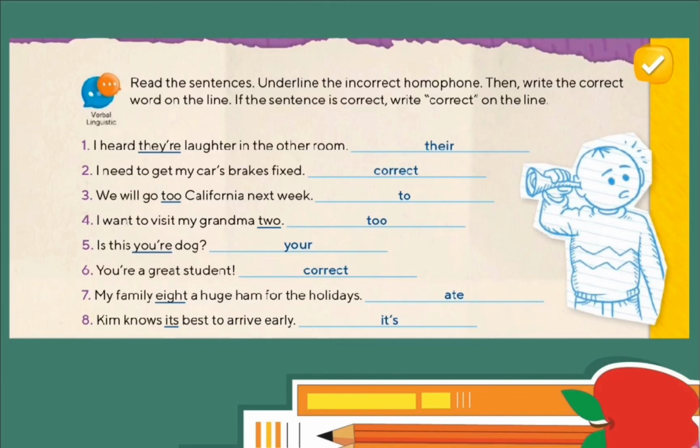Number 6. You are a great student. That is correct. Number 7. My family ate a huge ham for the holidays. Remember, we have to put the past of eat. And number 8. Kim knows it's best to arrive early. In this case, we are not talking about ownership. We are talking about it is, and we use the contraction.